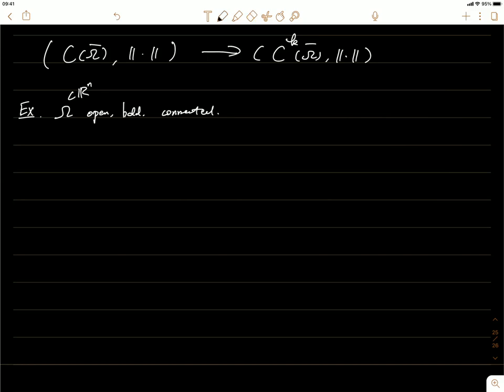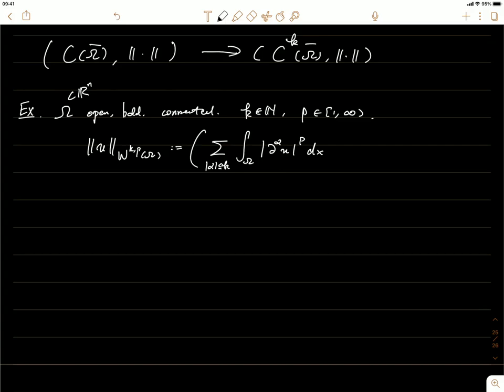And then, again, for any fixed k, similar to the k above, and also let's say I have p between 1 and infinity. Then I define the space W^{k,p}(Ω), sometimes just written as ||u||_{k,p} for simplicity. This norm is defined to be the sum of the integral of |∂^α u|^p dx, over α less than or equal to k, and the whole thing to the power 1 over p.